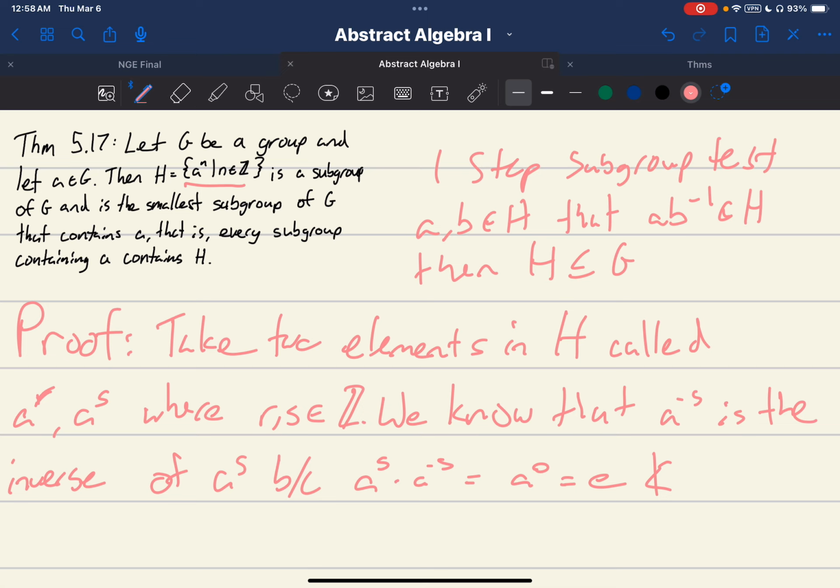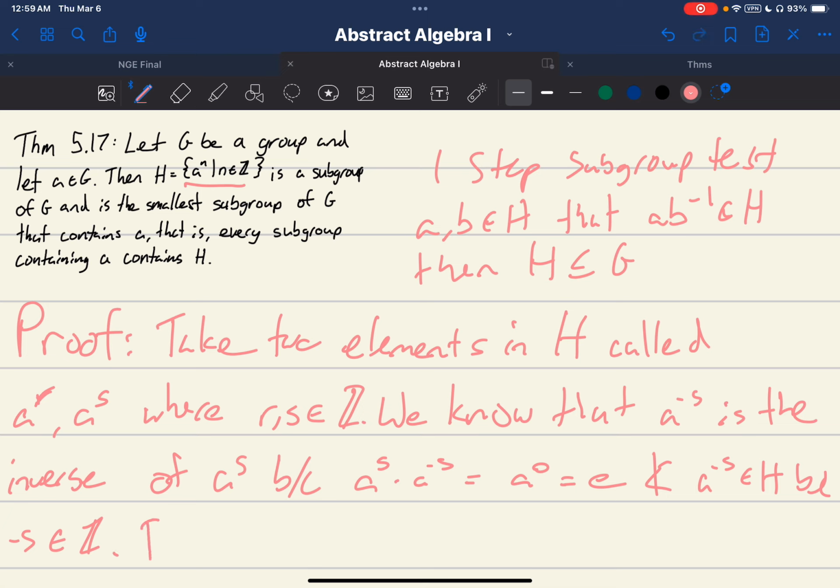And as a final point, a to the negative s is in H because negative s is in the integers. So remember, luckily, we're dealing with just the integers, not the positive integers. That would make the proof impossible. So we know there's a negative, and we know that it's the inverse of a to the s.